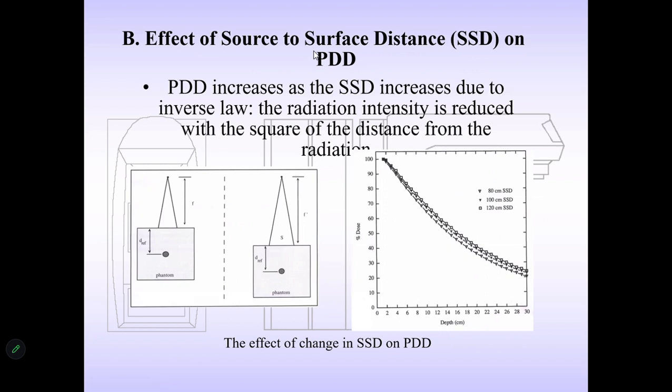This slide shows the effect of source to surface distance, SSD, on PDD. What happens if we increase the SSD? Rather than starting at 100, we go higher. So the answer is, when we increase the SSD, the PDD increases. As you can see here, we have 80 centimeter, 100 centimeter, and then 120. In other words, the distance to the surface.